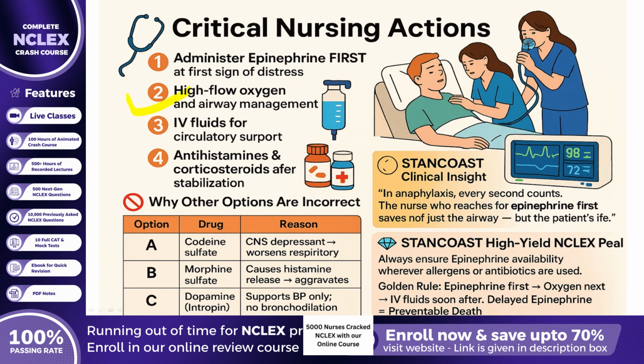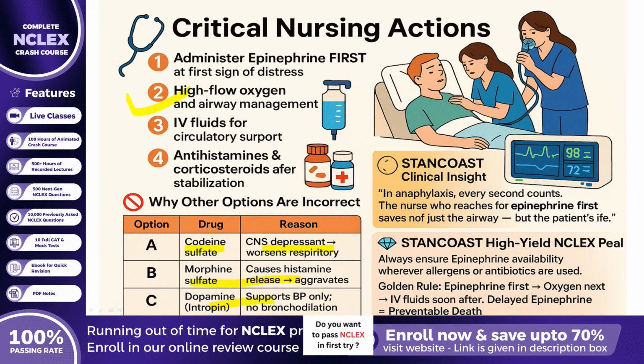Now let us review why the other options are incorrect. Option A, codeine sulfate is inappropriate because it is an opioid analgesic that depresses the central nervous system, potentially worsening respiratory distress and hypotension in anaphylaxis. Option B, morphine sulfate, is also incorrect, as it can release histamine and aggravate the allergic response, causing vasodilation and further lowering of blood pressure.